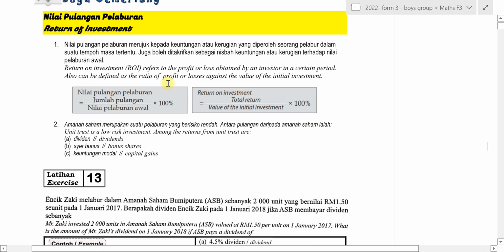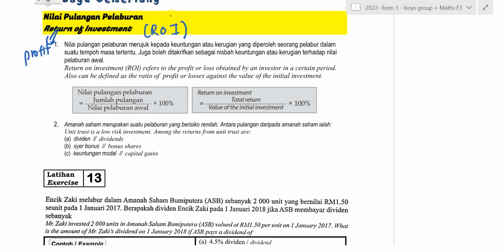First of all, let's understand this ROI, return of investment. What is return? Return is profit. Profit of investment, so the profit from your investment. That's all. It's like in the bank, right? We keep the money. So what is the ROI? ROI is the interest you gain.